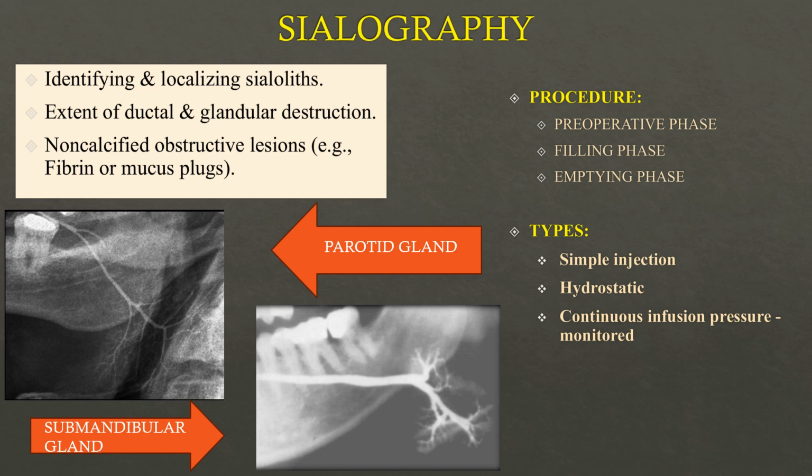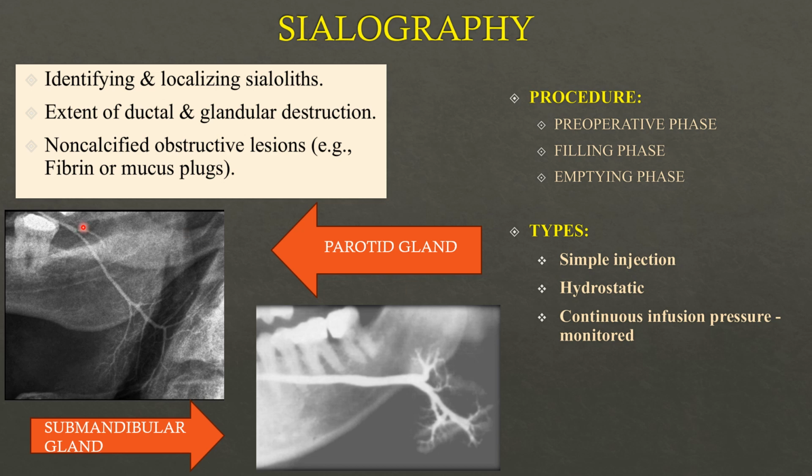Sialography is the technique where the dye is injected into the salivary ductal system. It is useful in identifying and localizing calculi. It is useful for assessing the extent of ductal and glandular destruction, and also for appreciating non-calcified obstructive lesions like fibrin or mucous plugs. The procedure can be broadly categorized as the preoperative phase, filling phase, and emptying phase. There are three types of sialography: simple injection, hydrostatic, and continuous infusion pressure monitored.